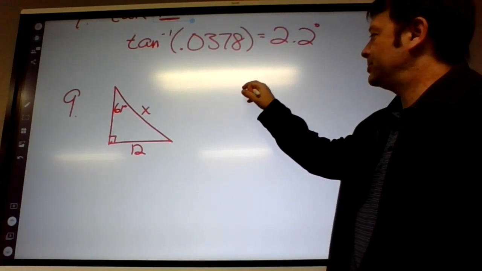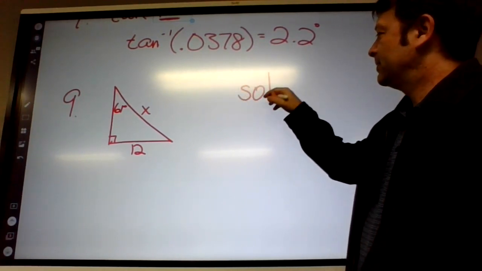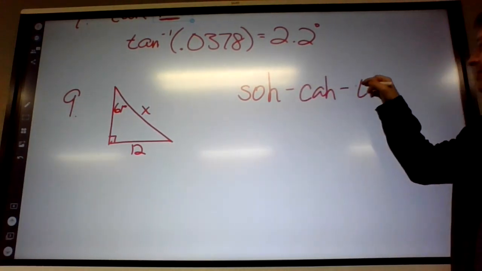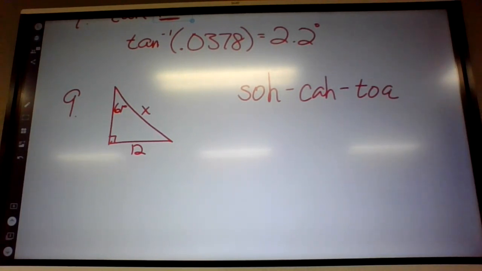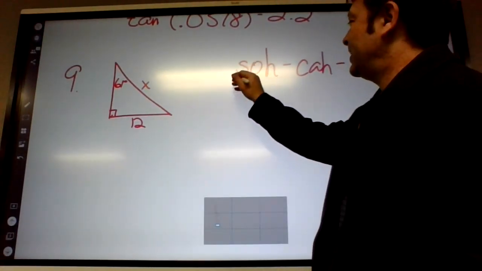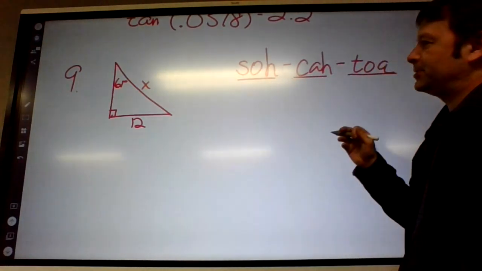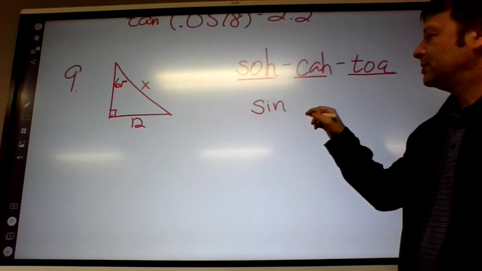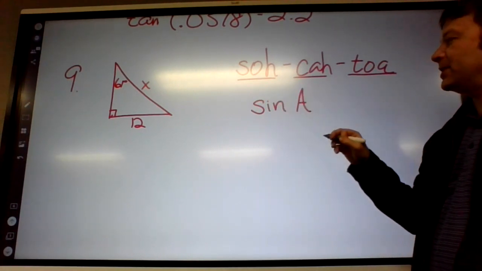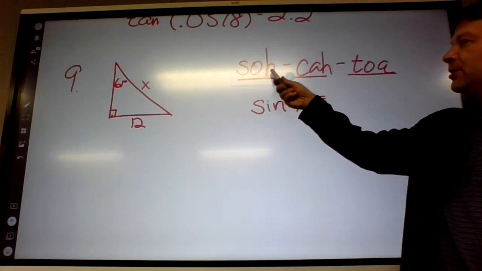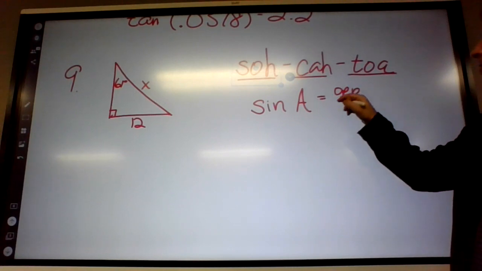So, Kyle, do you remember this word from last year? SOH CAH TOA. It does sound Indian, but it's just an acronym. It helps us remember what the trig functions are equal to. The S stands for sine, and what you do is you feed the sine an angle, and it spits out O over H, opposite over hypotenuse.